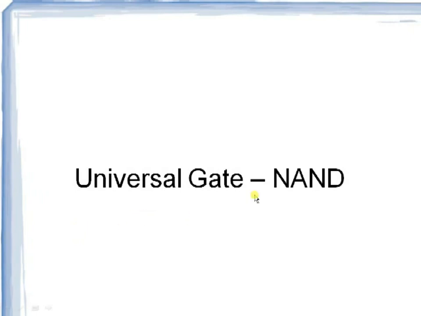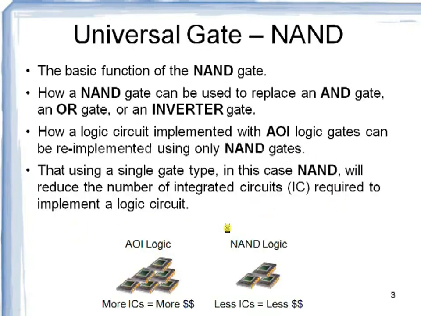We'll start our discussion with the universal gate NAND, and these are the things we are going to cover regarding this NAND gate. The basic function of the NAND gate, that is what symbol is used for the NAND gate, how it works, and what the truth table for the NAND gate is. And how a NAND gate can be used to replace an AND gate, an OR gate or an inverter. So how are we going to replace AND, OR and inverter with the help of this NAND gate, and how a logic circuit implemented with AOI, which is nothing but AND, OR, inverter logic gates, can be re-implemented using only NAND gates.